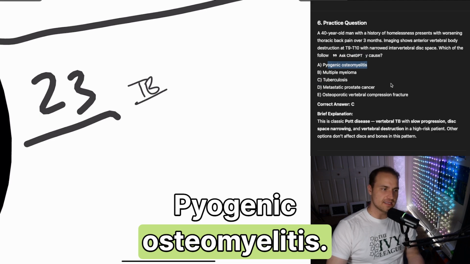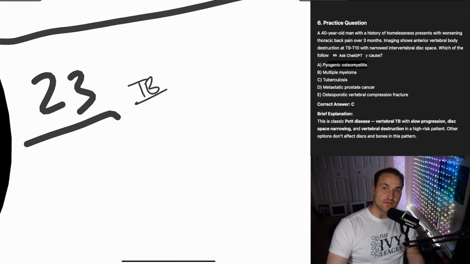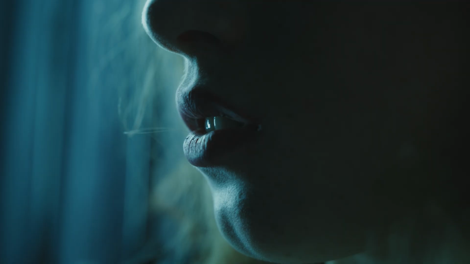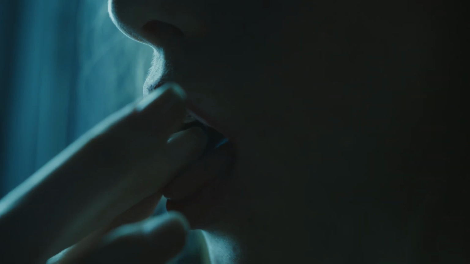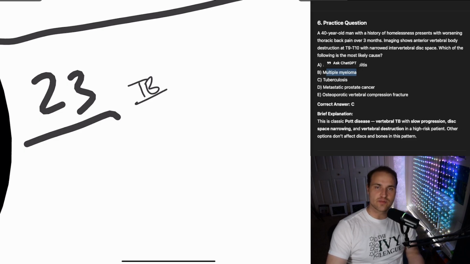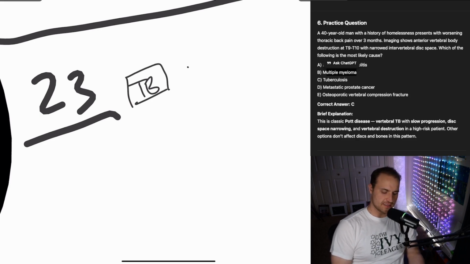Pyogenic osteomyelitis would be rapid onset with fever, not gradual. Multiple myeloma would cause lytic lesions, but it spares the disc, so you'd have anemia, renal failure, protein gap. Metastatic prostate cancer causes your sclerotic lesions, so often lumbar, and would not involve the disc space itself. And osteoporotic compression fracture is sudden onset, wedge-shaped, no disc space narrowing. So what we have here is tuberculosis, and it's going to be Pott's disease.